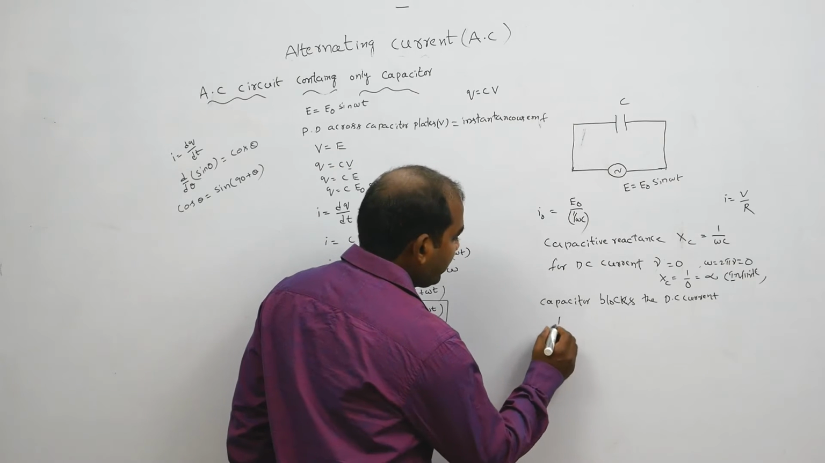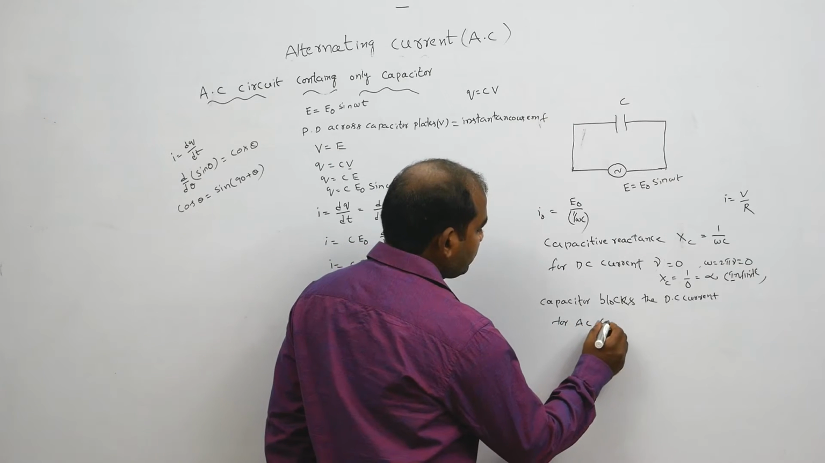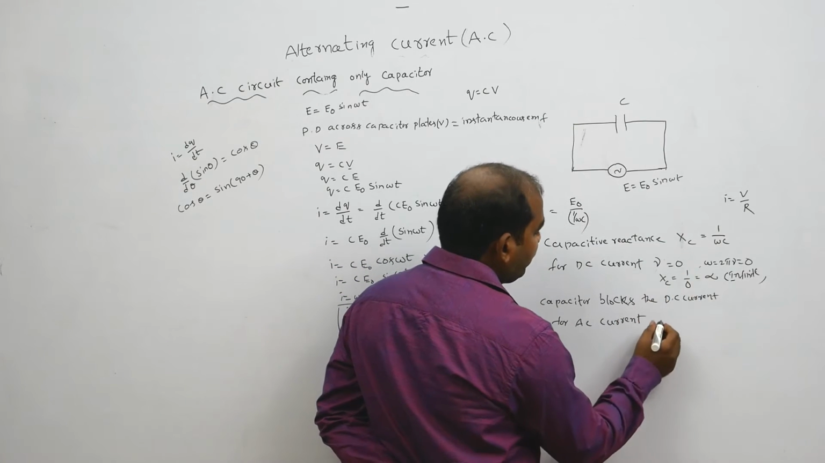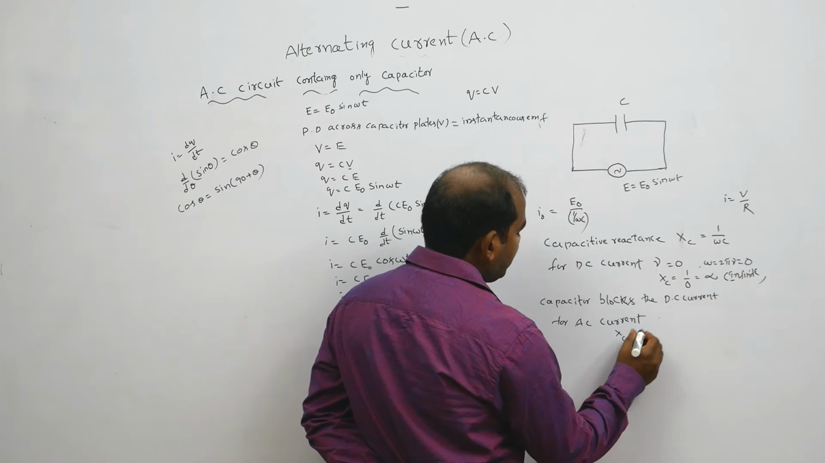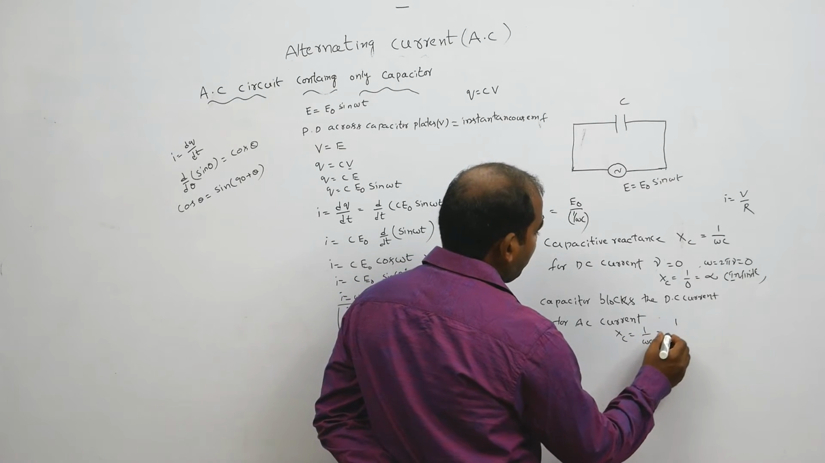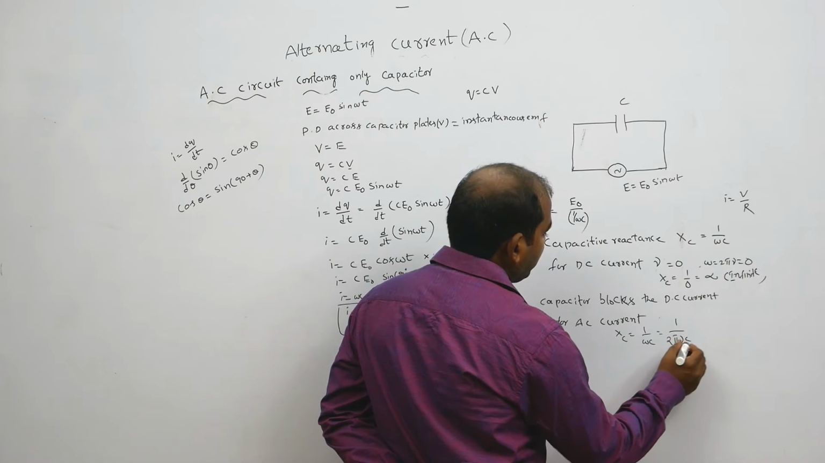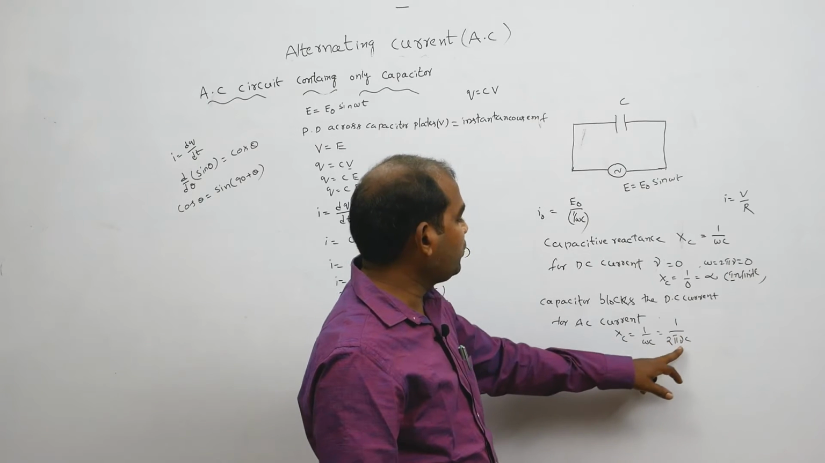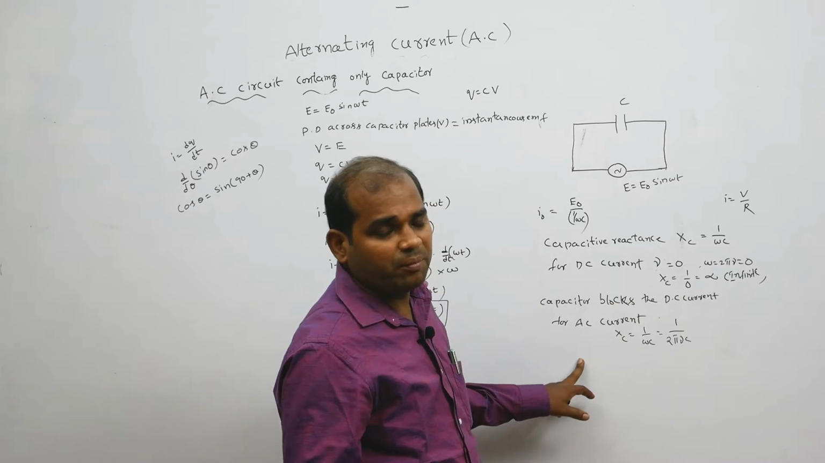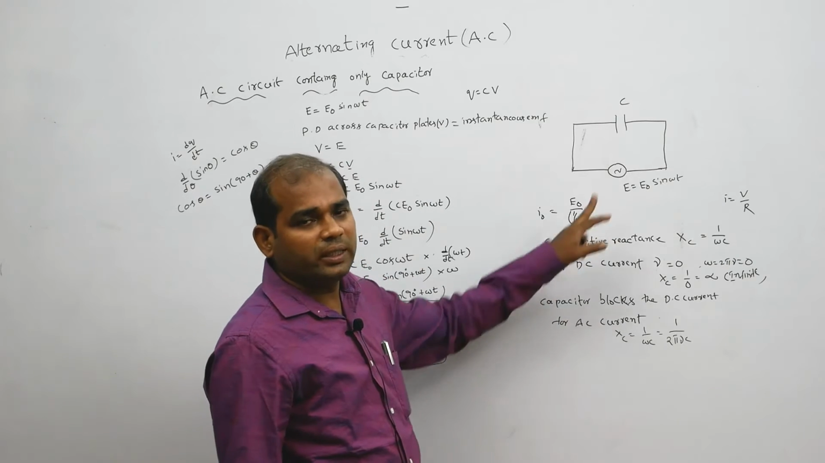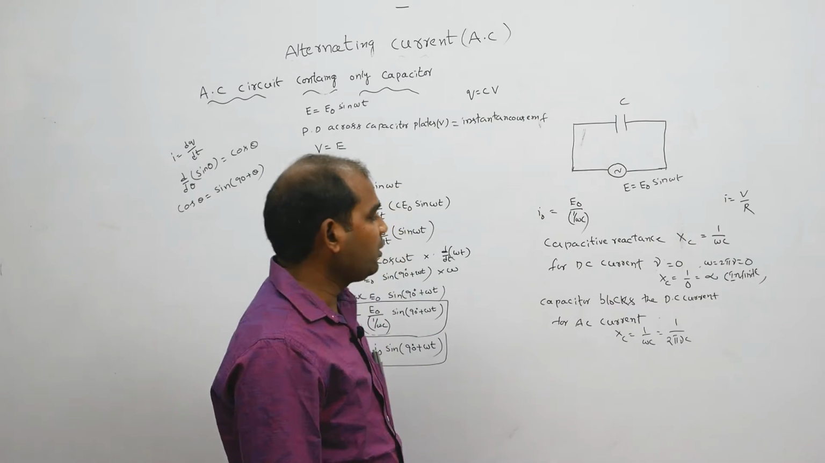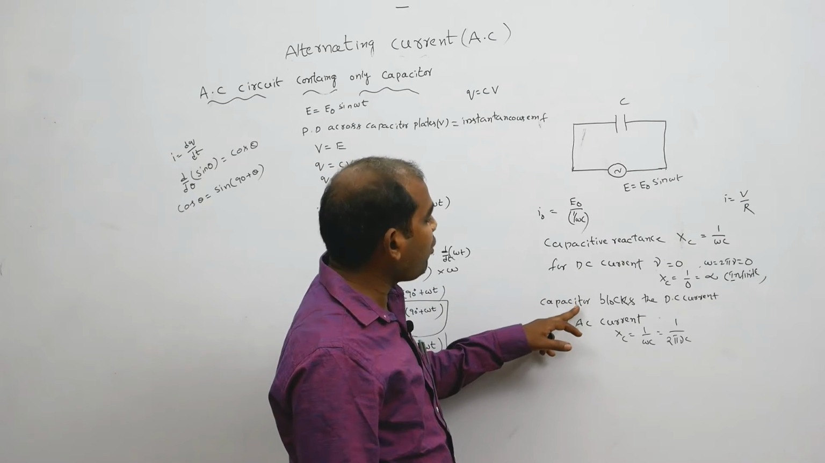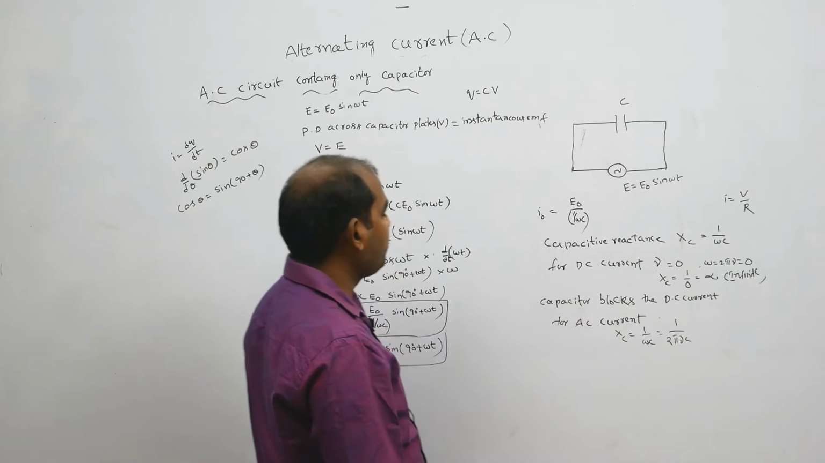For AC current, there is a value of nu. So XC is equal to 1 by omega C, that is 1 by 2 pi nu C. For AC current there is a value of nu, that is 50 Hz in India. So we substitute here, we will get one value, which means the capacitor offers some resistance, 1 by omega C, to the AC current. So the capacitor allows the AC current, whereas the capacitor blocks the DC current.